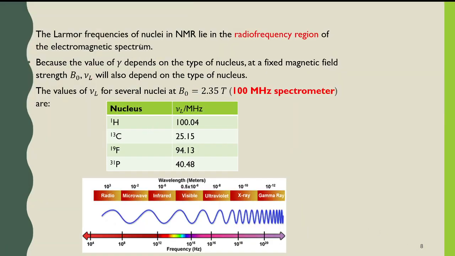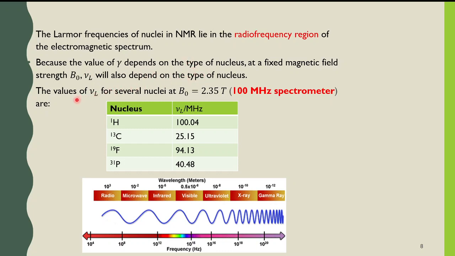So the Larmor frequencies of nuclei in NMR lie in the RF region, the radio frequency region of the EM spectrum. And the value gamma will depend on the type of nucleus. Each nucleus has its unique value of gamma. And the applied magnetic field is fixed. Hence this Larmor frequency will also depend on the type of nucleus.